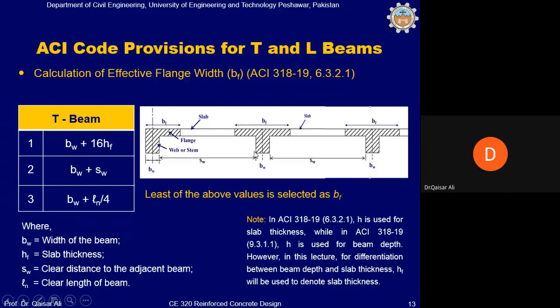If the beam extends in this manner, the clear length of the beam from support to support will be taken as Ln. And out of these three equations, the least of these values will be selected as bf. The least value will be selected as bf.